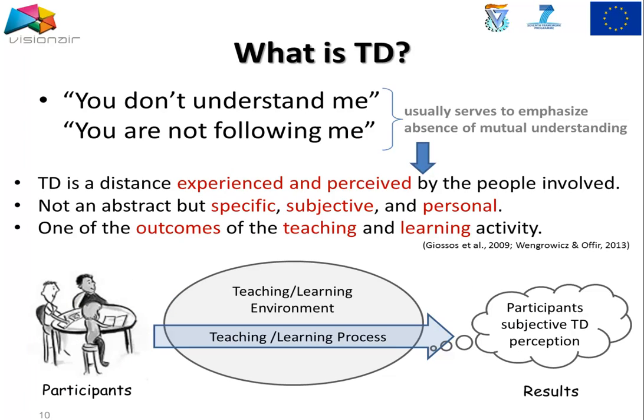When we use the sentence, you don't understand me or you're not following me, we're really focusing on the transactional distance. It's a distance experience between the people involved. It's subjective, personal, specific for each one. And one of the transactional distance characteristics is that it's an outcome of the process, of the teaching, learning, explaining activity. All the participants are part of the process, and in the end of the process, this is one of the outcomes of the results.